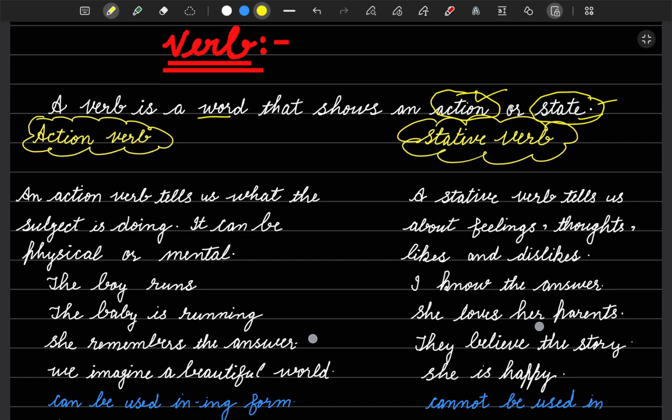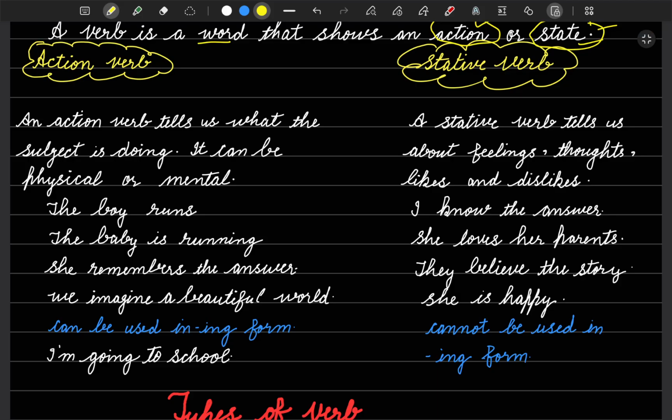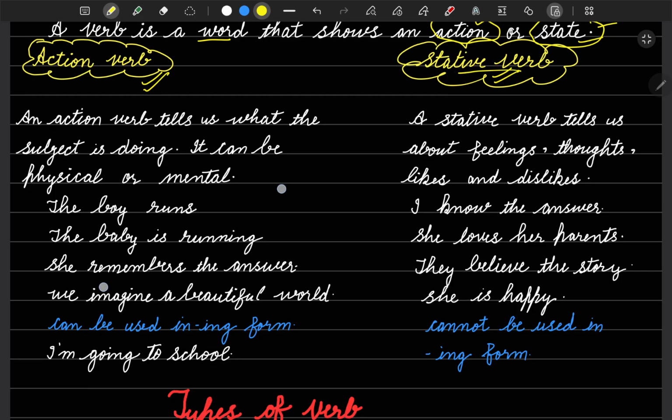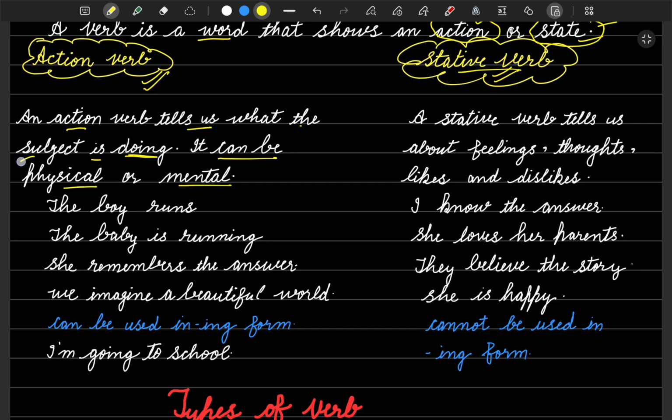First of all, a verb tells us two things: our action or our state. So these are called action verb and stative verb. Now what is action verb? An action verb tells us what the subject is doing. It can be physical or mental. Action verb tells us what the subject, what the person is doing, and our work can be physical or mental.